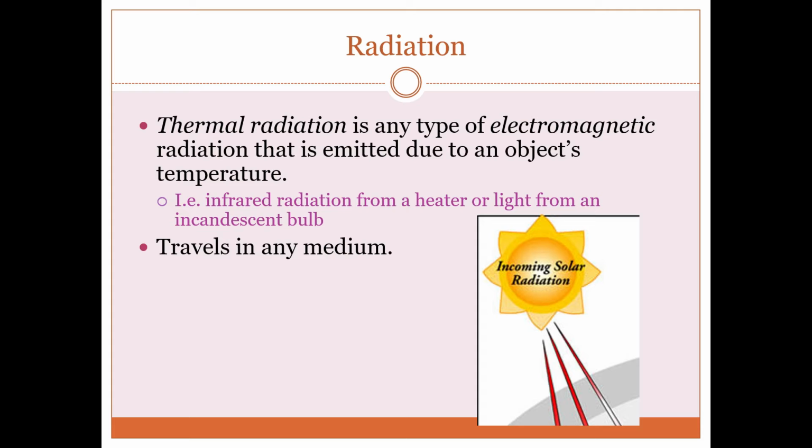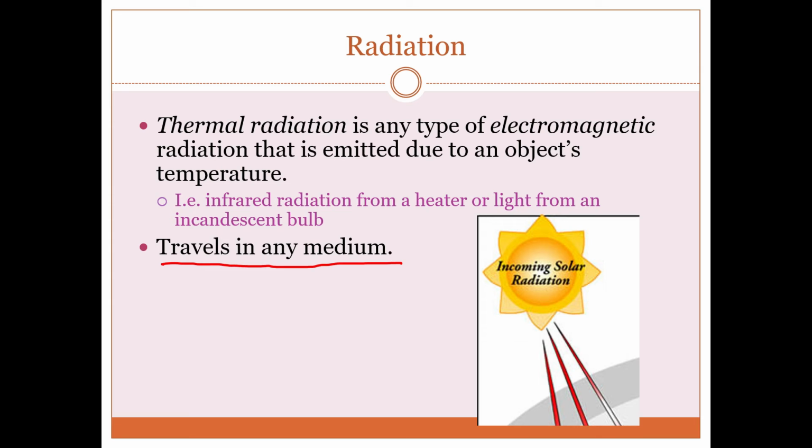The sun is a great example of this because traveling through the depths of space, there's not a lot of particles between here and the sun. It's a lot of empty space. So without this property of traveling in any medium, the Earth would not get any energy from the sun. Okay?